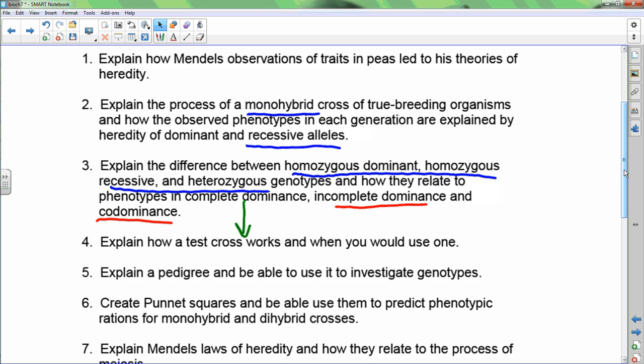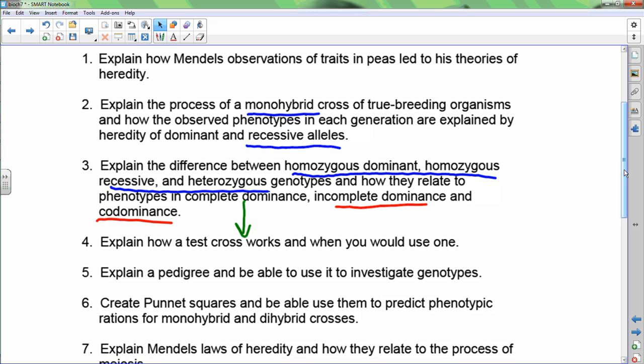Now let's say we do have complete dominance. So let's go back to the purple plants. We've got a purple flowered plant, and we screwed up. We lost the label. We don't know if this is a homozygous dominant or a heterozygous. How could we do a test cross and figure it out? Homozygous recessive. Cross it.